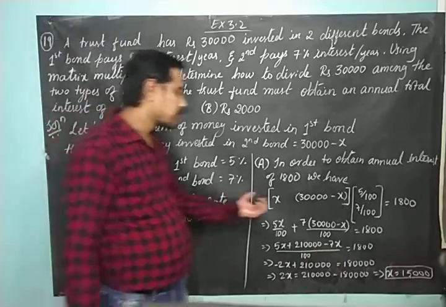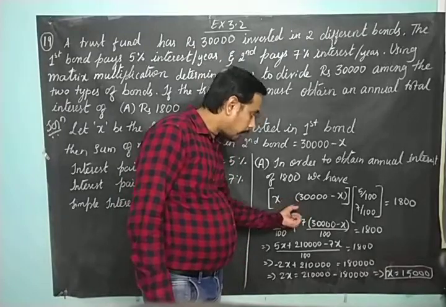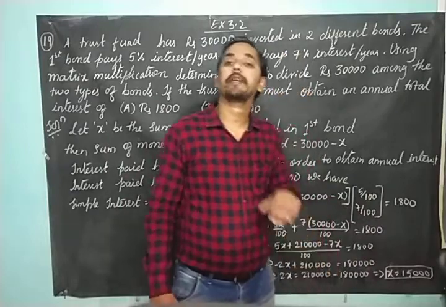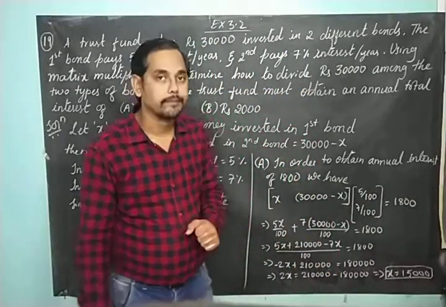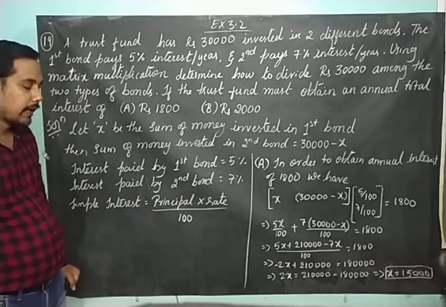So here the first matrix will represent the amount invested in different bonds, and the second matrix will represent the interest paid by different bonds. And the formula used is principal into rate by 100.